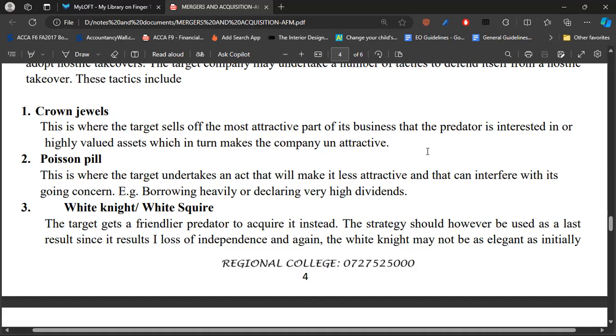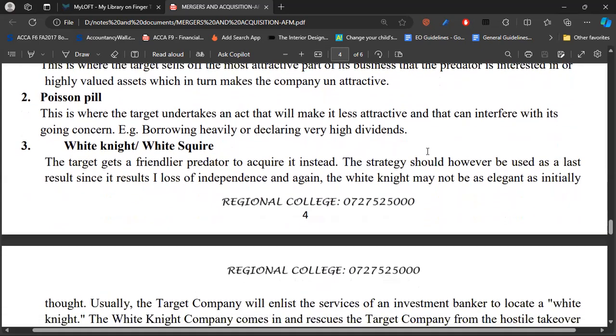We can use a poison pill, and in this case the target undertakes an act that will make it less attractive, and that can interfere with its going concern. That is by borrowing heavily or declaring very high dividends. I know right now we are waiting for some dividends from different financial institutions. As a preference shareholder, you normally pray that they are going to be paid at a high consideration.